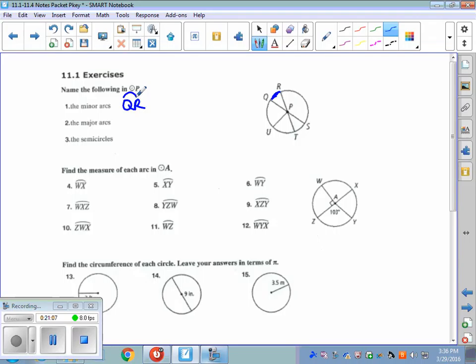Okay, that's the minor. So the major is everything else that remains. That means everything from Q, U, T, S, R, okay? But how many letters do you need to name a major arc? 3. So just give me 3 that are on that major arc. Okay, but I have to start from this end. I can say QTR.